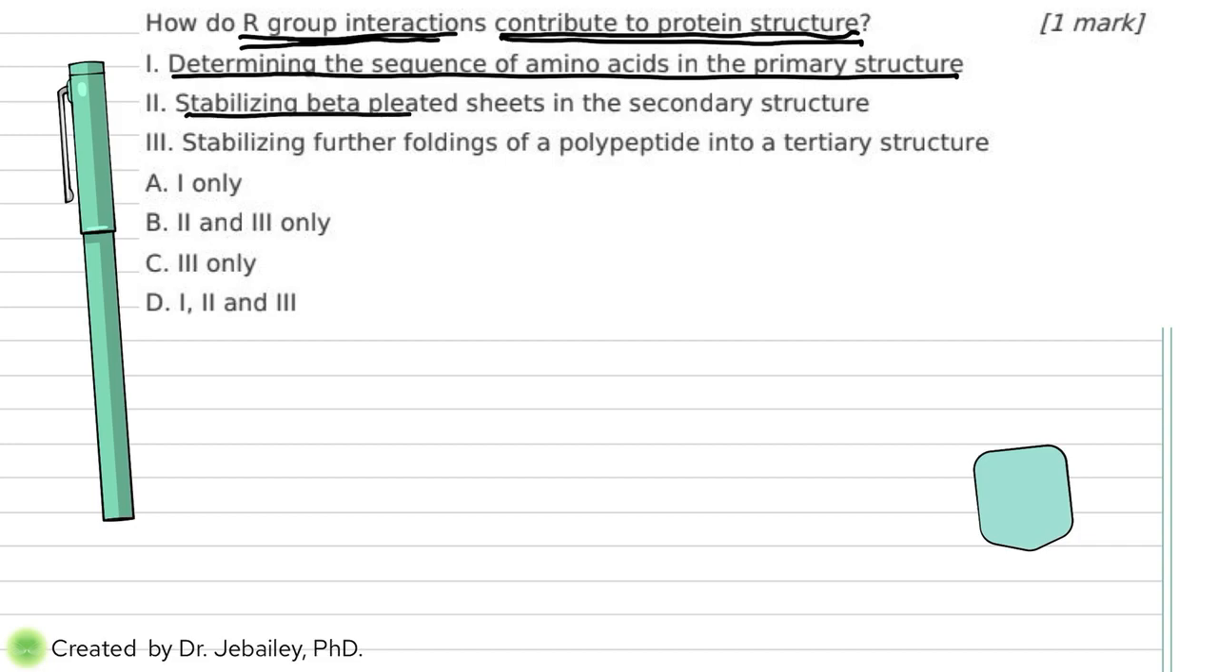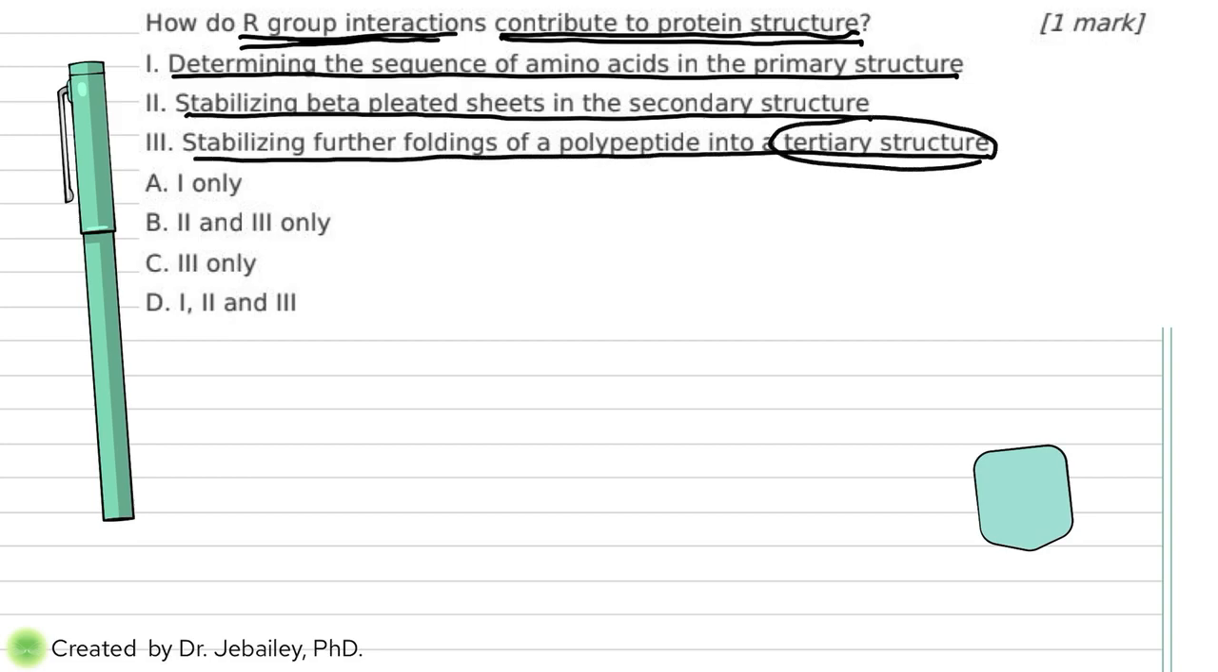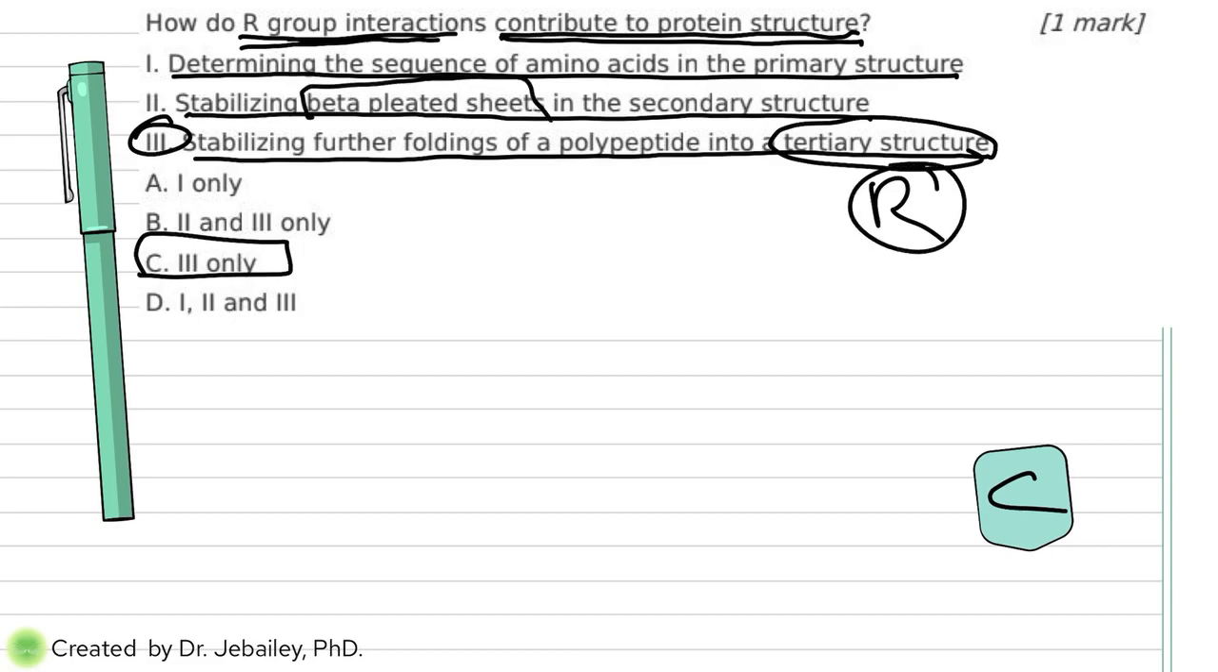Stabilizing the beta-pleated sheets in the secondary structure? That's not it, because the R groups are not related to the secondary. The R groups are related to the tertiary. Stabilizing further foldings of peptides into tertiary structure. You can see here, the tertiary is all about the R groups. So it can only be 3, which means the answer is C. Why would it not be beta-pleated? Because that is secondary, and remember, R groups are about the tertiary.